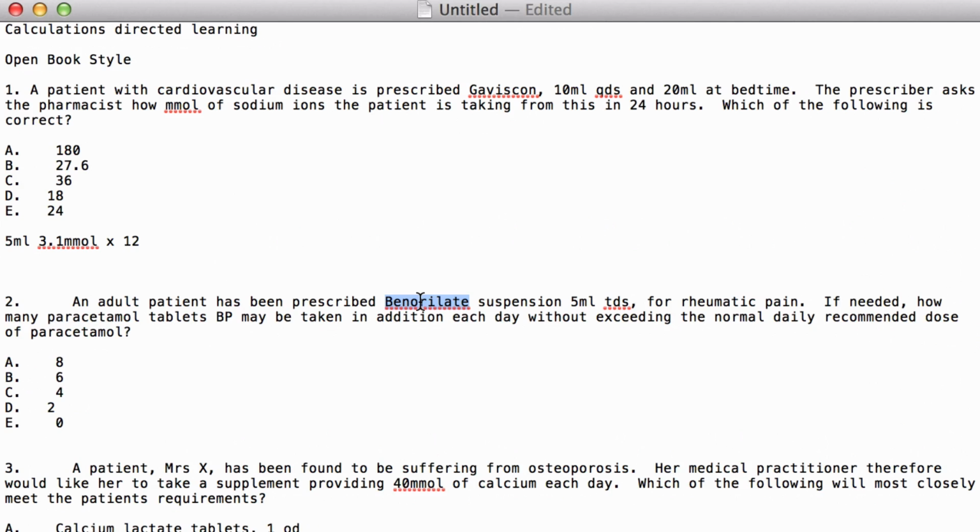Benorelate. I can't find that in the new BNF. I think it might have been removed. This looks like an old question. But benorelate has 2 grams paracetamol in 5 ml. Okay, 2 grams in 5 ml. And they're taking 15 ml. So it's 3 doses, which is equivalent to 6 grams. So out of that, you can probably take 2 tablets. So the answer is D.